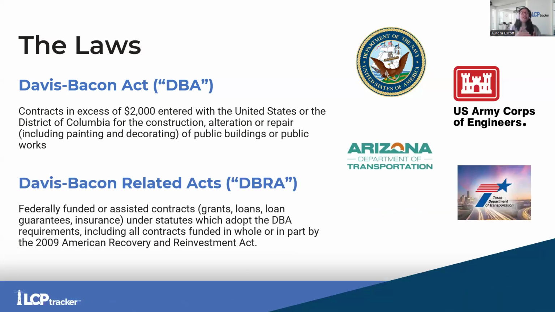In contrast, we have the Davis-Bacon related acts. Now, projects that would fall under the Davis-Bacon related acts are those that are federally funded or federally assisted. Like I'm talking receiving money in some way, shape, or form or support from the federal government. And that could be like grants, loans, or loan guarantees or insurance. And yes, it would also be for contracts over $2,000 and for the same type of work, construction, alteration, repair of public buildings or public works.